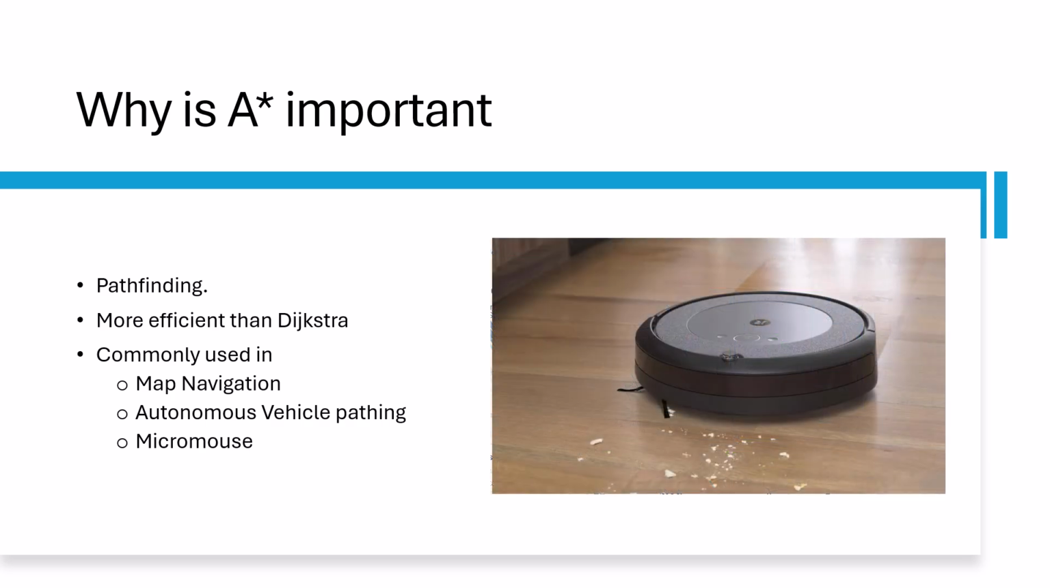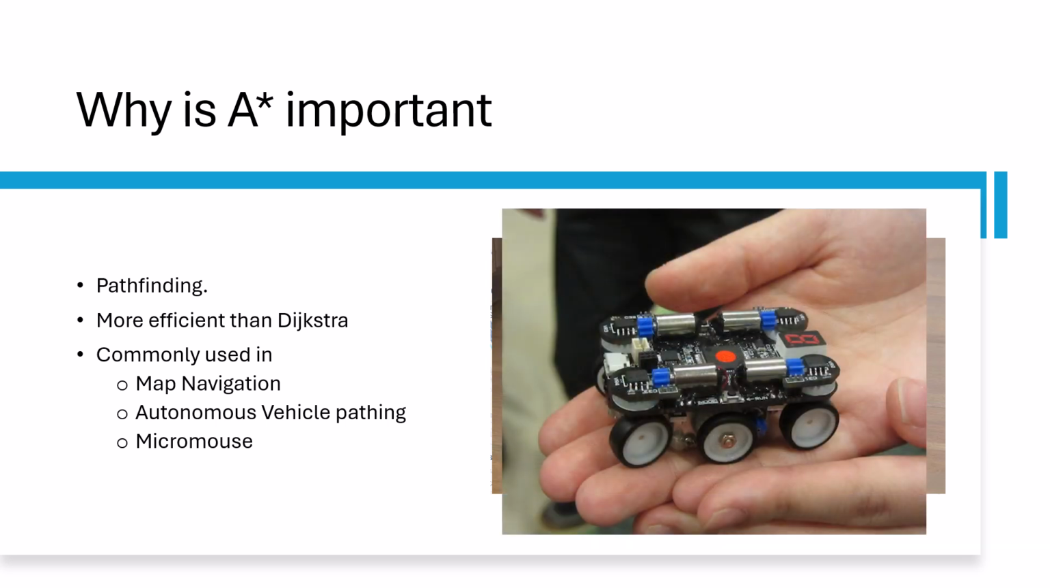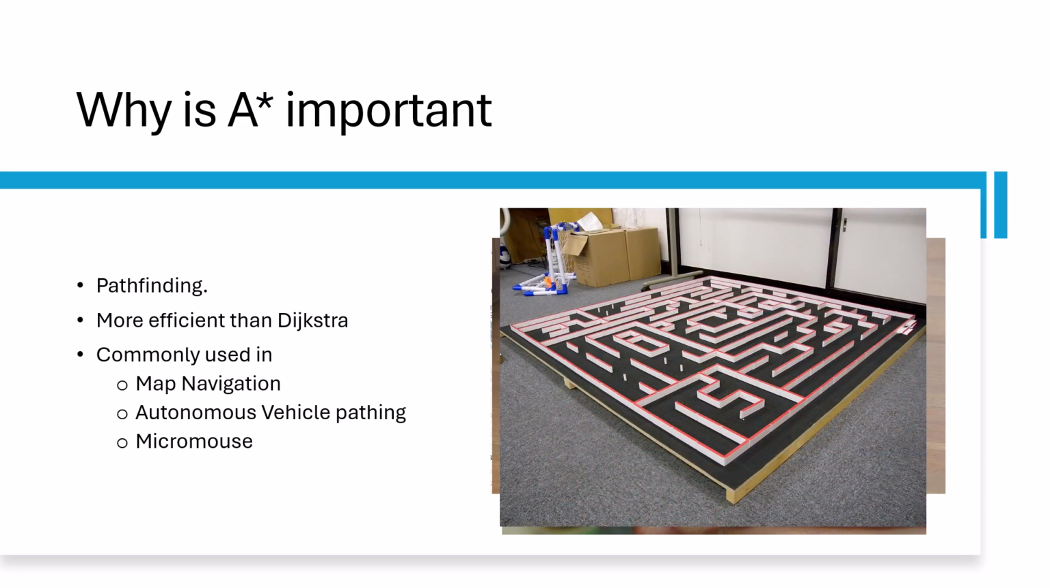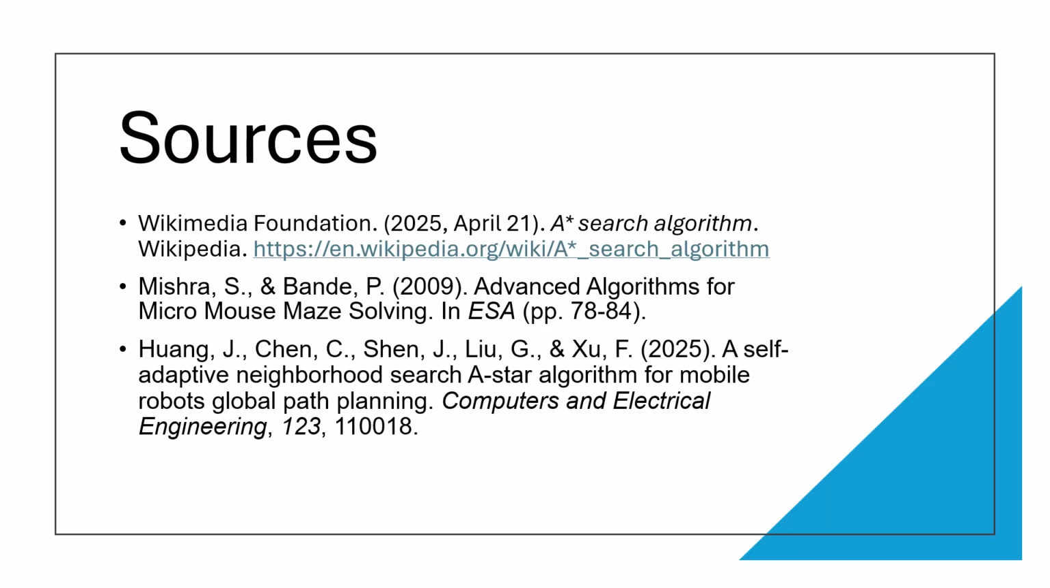A-star is also used in autonomous vehicle pathing. This includes driverless cars, Roombas, and the next example, Micromouse. Micromouse is a competition that combines the fields of engineering and computer science where teams compete to build a palm-sized robot that can navigate a maze the fastest. A-star is one of the many algorithms chosen for its efficient use of time. These are the sources that we used for our research.